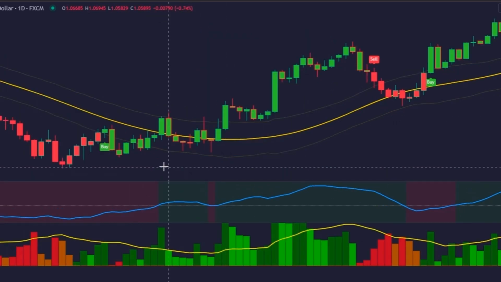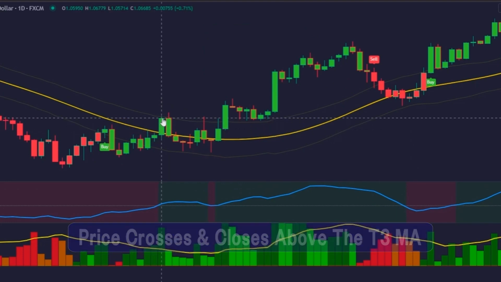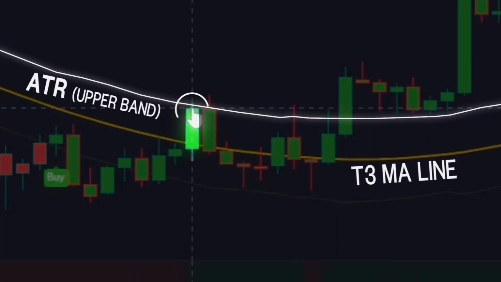The second method is triggered when price crosses and closes above the T3 MA, but doesn't break above the ATR upper band.